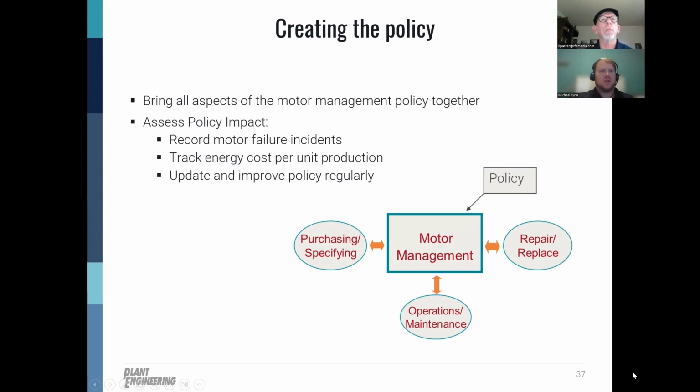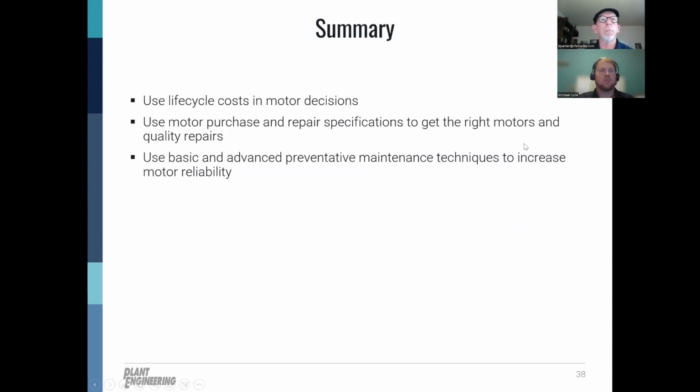And then the last thing, bringing it all together, creating the policy. Once you have the motor management system in place, keep track of the motor failures and track your energy costs versus production. Use those numbers to update and improve your facility and your policy. This isn't a one-time exercise. This is an ongoing thing, and this is something you want to consistently be improving to maximize the reliability and savings that you're generating through your motor population and upkeep of your population.